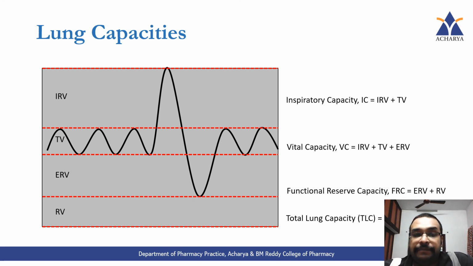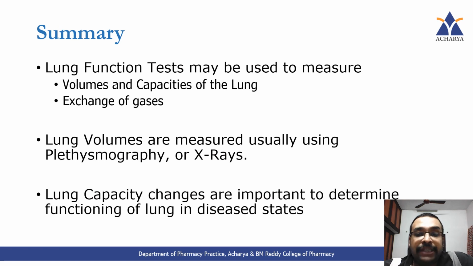So to summarize what we discussed in today's presentation, lung function tests can be used to measure volumes and capacities of the lungs. Like I said, they can also be used to measure the exchange of gases, for example, using arterial blood gases. Lung volumes are usually measured using plethysmography or X-rays. Lung capacity changes are very important to determine the functioning of the lung in disease states. So when you have a disease of the lung, it is very important to measure the lung capacity changes.